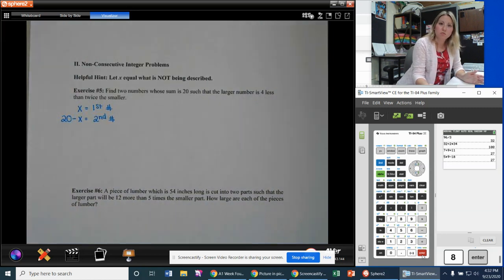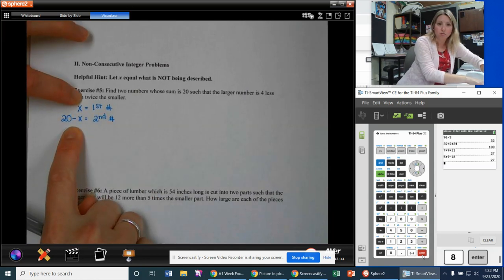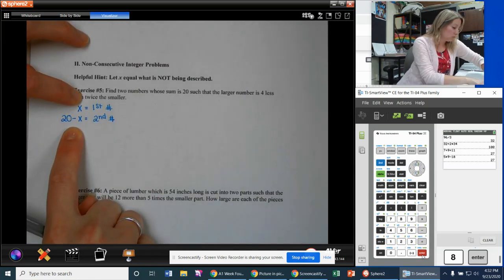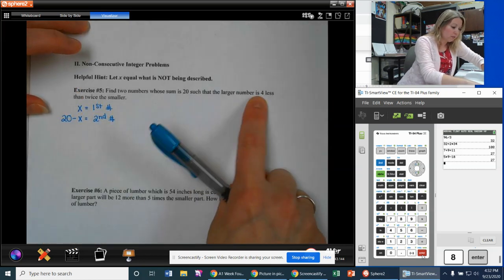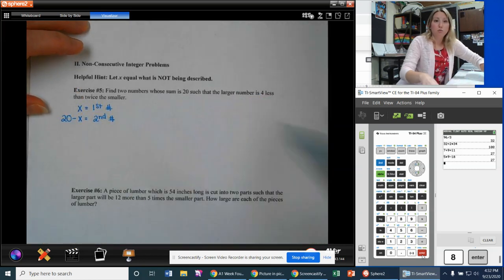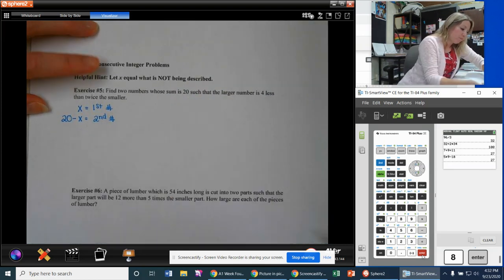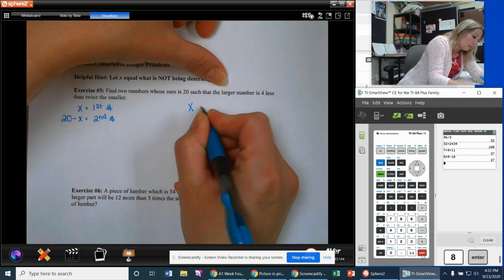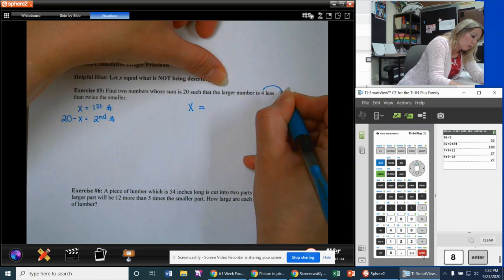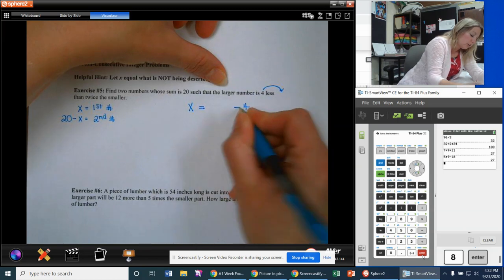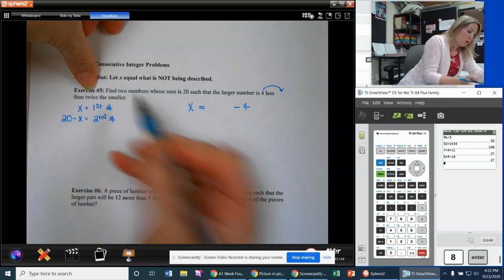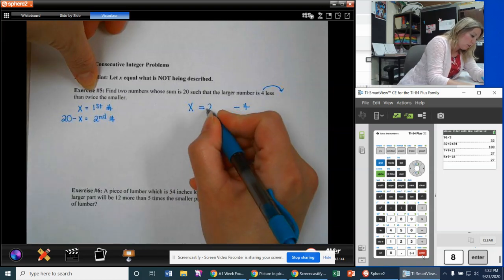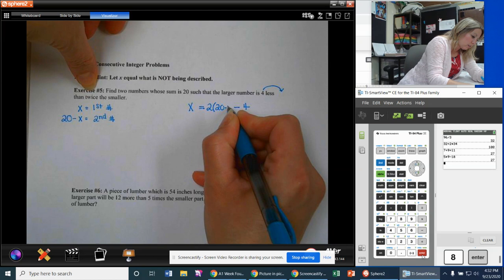Right? The larger number is, which one is going to be larger? Well, I don't really know. Right? But whichever one I say is larger, 4 less than twice the smaller is the other, right? So let's say X is the larger. The larger number is X, which is 4 less than, so 4 comes back here. It's being subtracted from twice the smaller. Oh, I said this was the smaller, so 2 times 20 minus X.